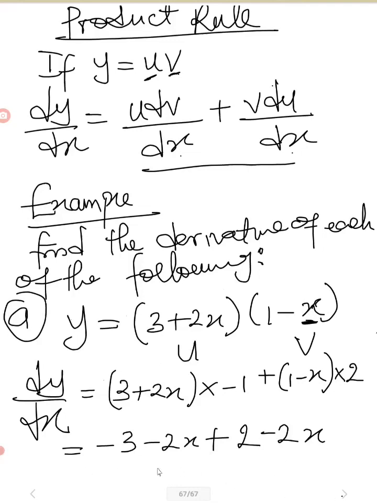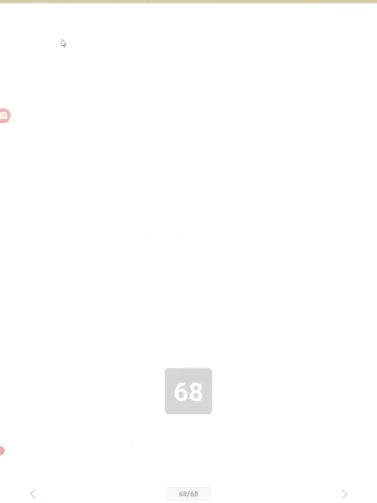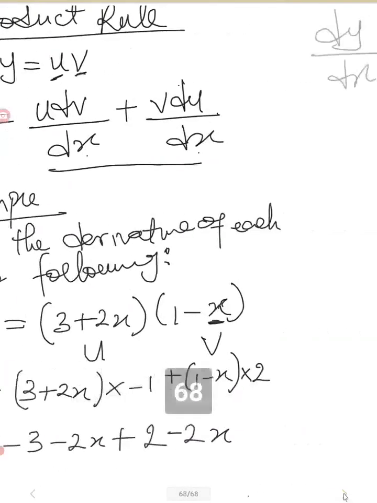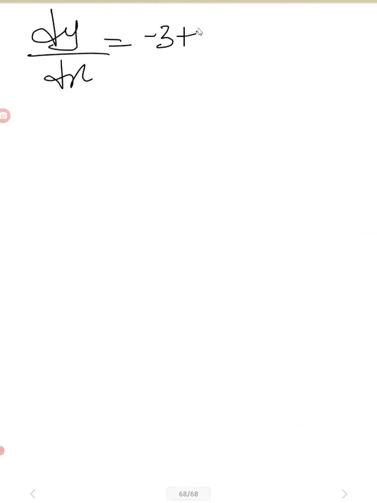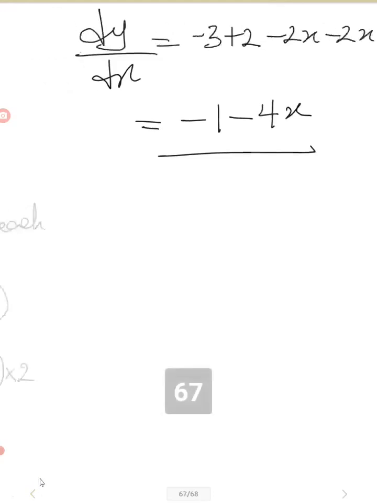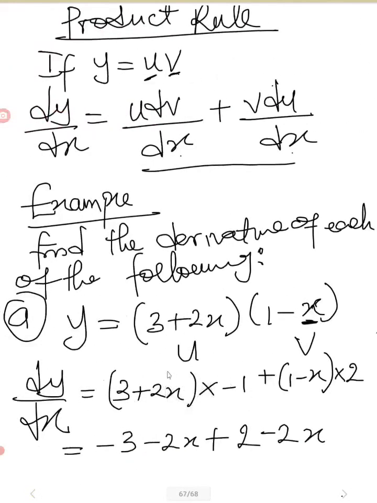So now let's collect the like terms. The derivative of y with respect to x is equal to minus 3 plus 2, minus 2x minus 2x, which is minus 1 minus 4x. That is the final answer for that. So you apply this stage by stage. Just follow the procedure as I just explained, and no matter how the question is introduced to you, you will solve it.